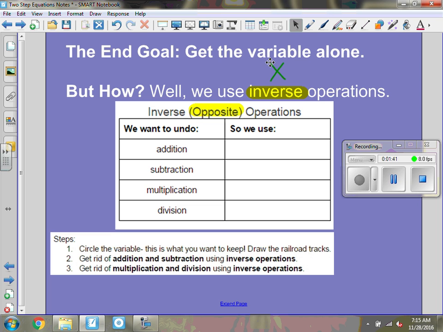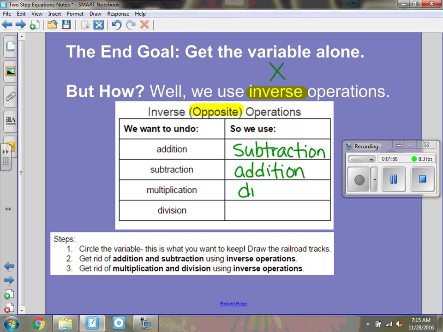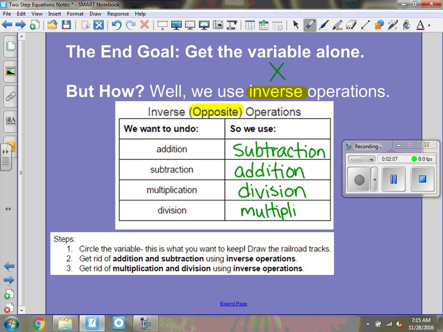For example, if we want to undo addition, we are going to use subtraction. If we want to undo subtraction, we're going to use addition. If we want to undo multiplication, we're going to use division. And if we want to undo division, we're going to use multiplication. So this chart is going to kind of help us to remember our different inverse operations.